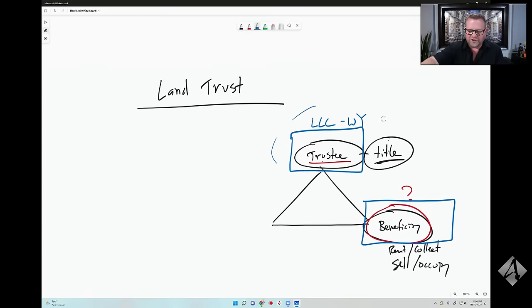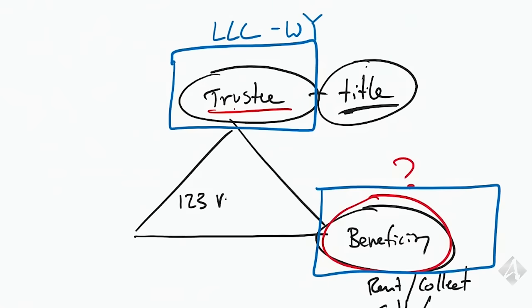By the way, what actually shows up on title? So I'm just going to give you guys an example. Let's say we have a piece of real estate, 123 Main Street, and we put that into the trust.